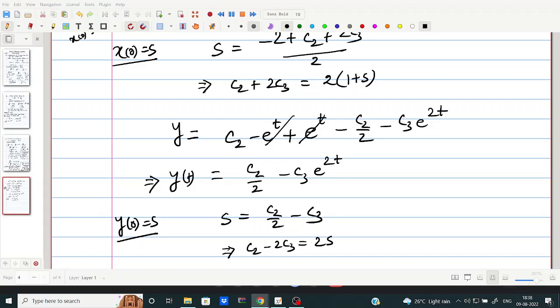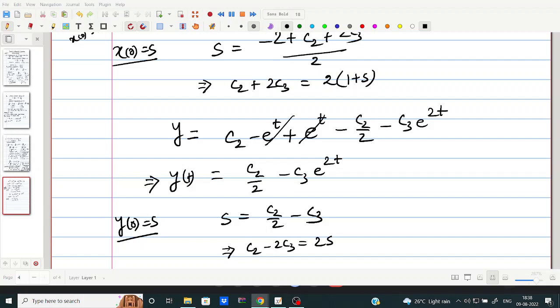Okay, let me write. So I have to find x(t) and y(t). So I have to solve these two equations for c2 and c3. My two equations are c2 plus 2c3 equal to 2 into 1 plus s. Another equation is c2 minus 2c3 equal to 2s. So I just add these two equations. By adding I get 2c2 equal to 2 plus 4s. So c2 equal to 1 plus 2s.